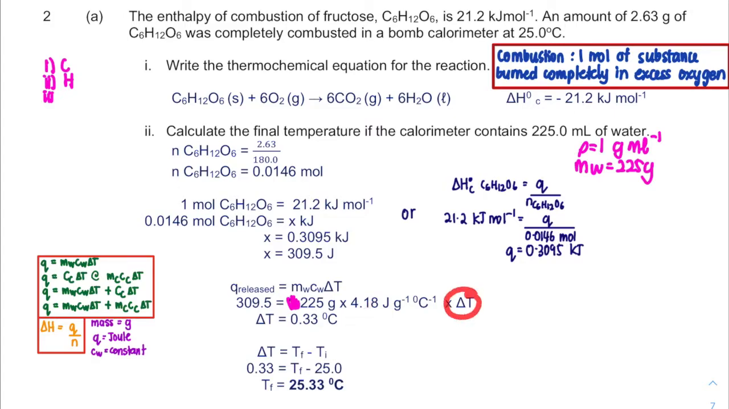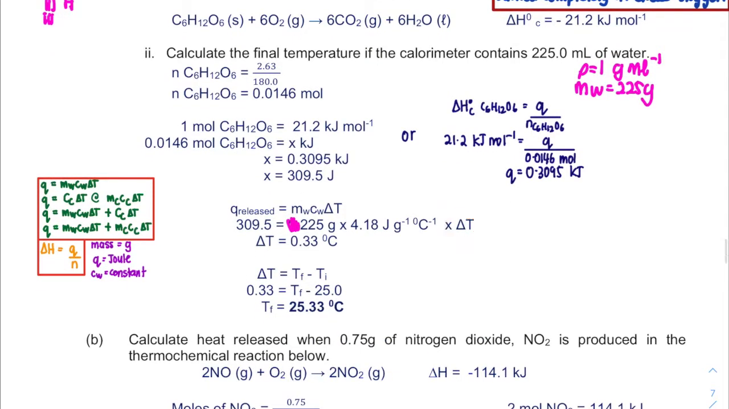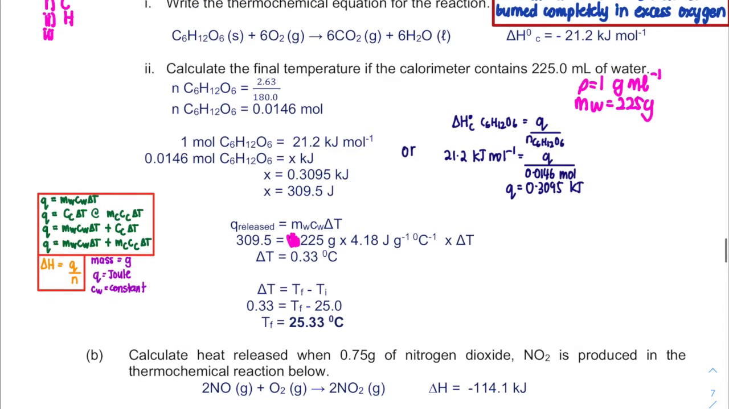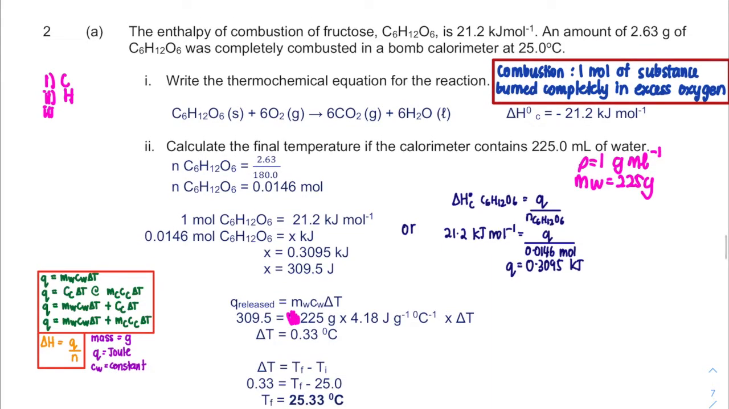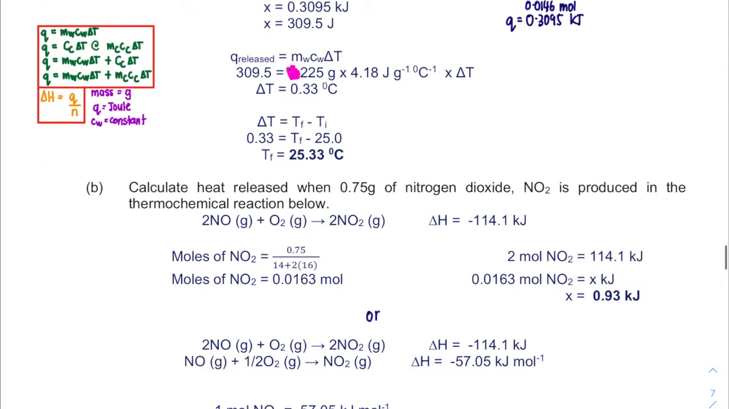Then from delta T, remember that delta T is T final minus T initial. Okay, initial temperature it is given in the question. Dia kata dekat sini, amount of fructose was completely combusted in bomb calorimeter at 25 degrees Celsius. Okay, so kita substitute sahaja, then we get the temperature to be 25.33 degrees Celsius. Okay, so that is for question number 2. Okay, next question.